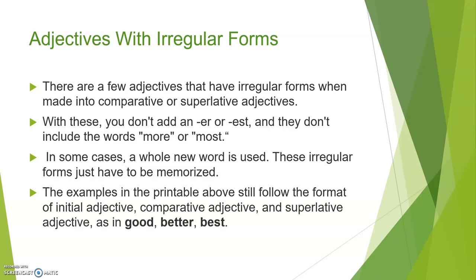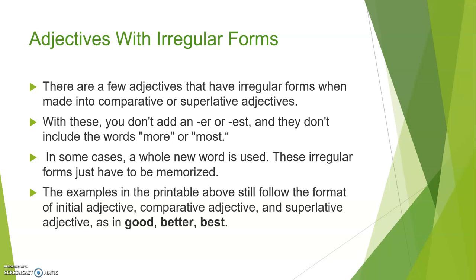Moving on, adjectives with irregular forms. There are a few adjectives that have irregular forms when made into comparative or superlative adjectives. With these, you don't add an er or est, and they don't include the words more or most. All these we have dealt with before. In some cases, a whole new word is used. These irregular forms just have to be memorized.